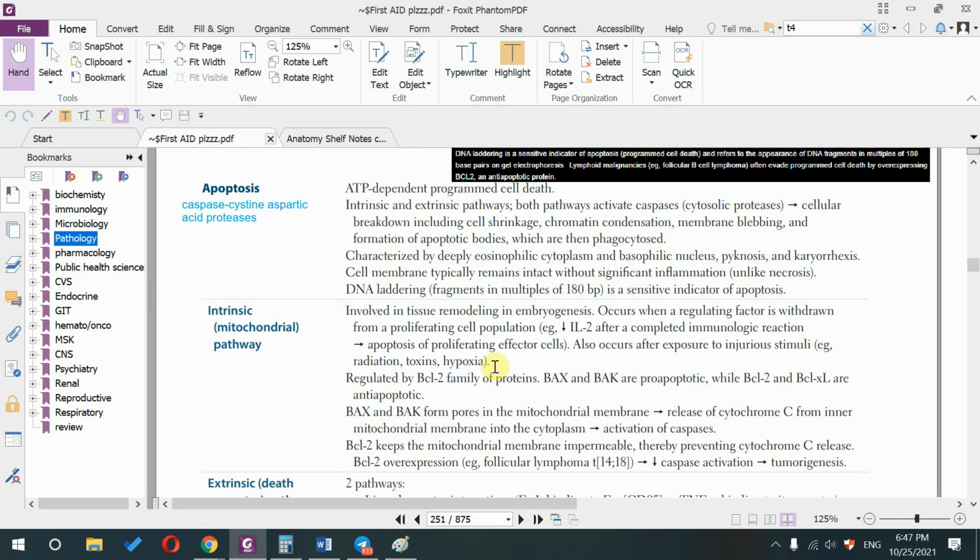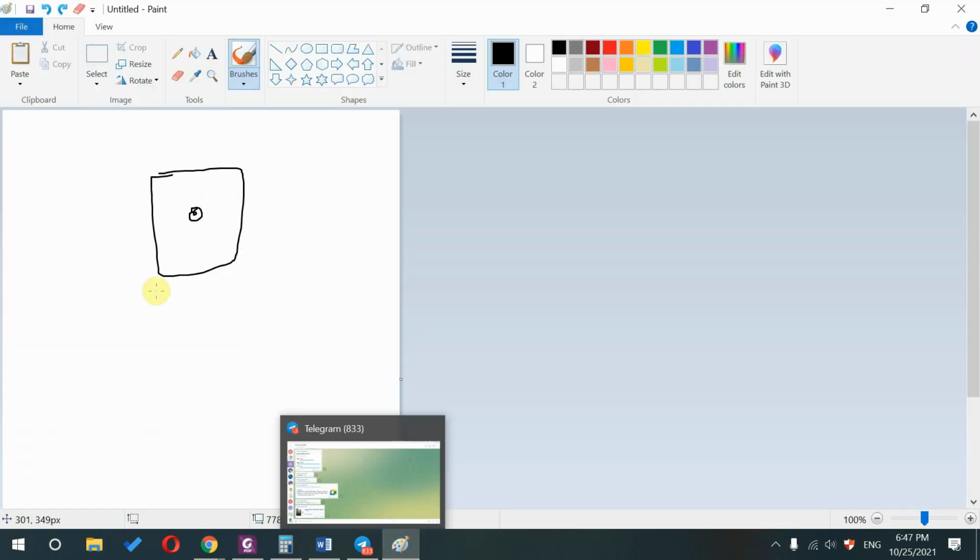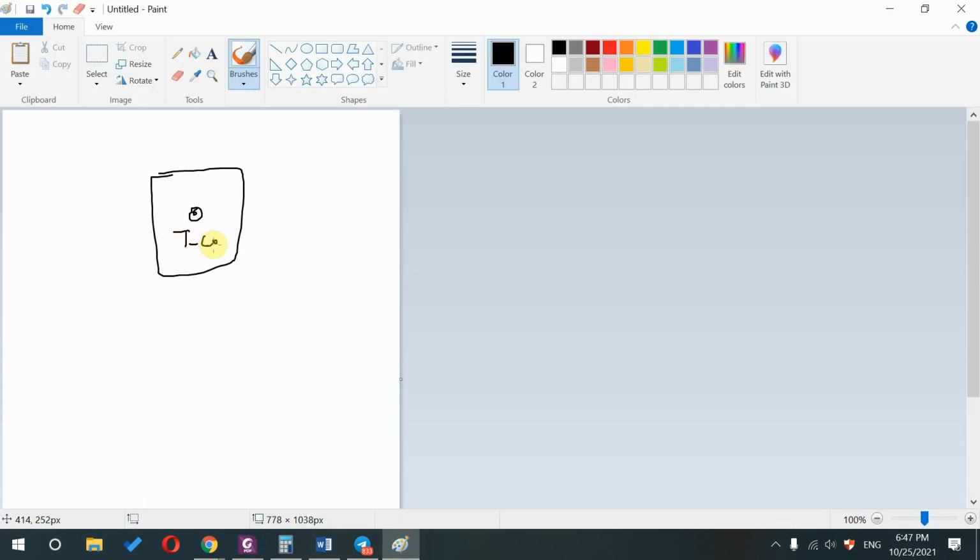So interleukin 2 normally activates the T cells. Let's imagine this is the T cell, and it can be a cytotoxic T cell like the CD8 or the CD4. Interleukin 2 is like, cell, proliferate, go and kill that infection for me. Okay, so we are proliferating and we are going there.